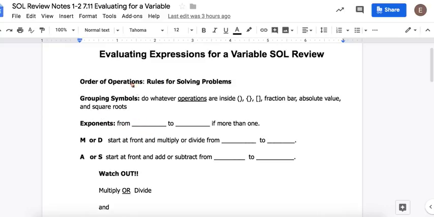After we do grouping symbols, we do exponents from left to right, if there's more than one. And then we multiply or divide, start at the front, and multiply or divide from left to right. And then finally, we add or subtract, start at the front, and add or subtract from left to right.